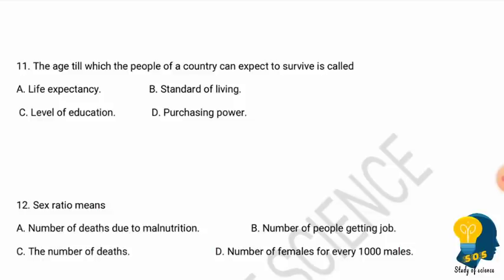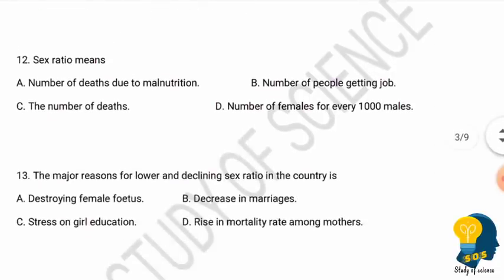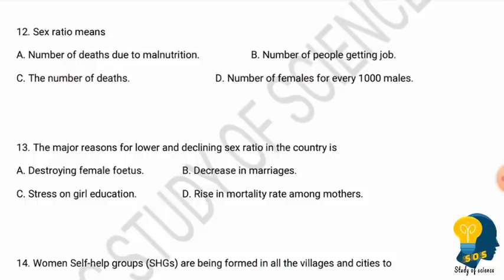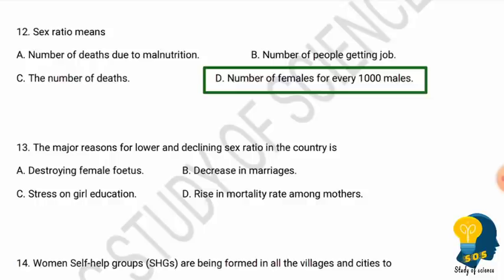The age till which the people of a country can expect to survive is called, and the options are A. Life expectancy, B. Standard of living, C. Level of education, D. Purchasing power. And the right answer is A. Life expectancy. Sex ratio means, and the options are A. Number of deaths due to malnutrition, B. Number of people getting jobs, C. The number of deaths, D. Number of females for every 1,000 males. And the right answer is D. Number of females for every 1,000 males.